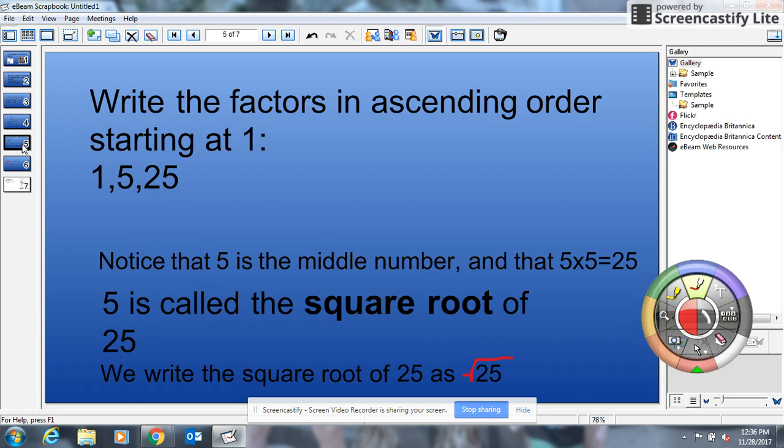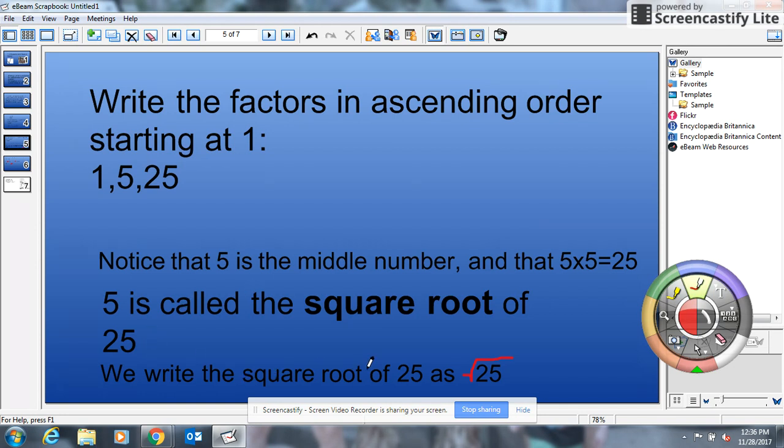All right? So we write the factors, this is just from the previous screen, but notice that 5, when we write down the factors here, is the middle number. And that is because 5 times 5 equals 25. So 5, in this case, is called the square root of 25. It's the number that is right in the middle of the list of the factors.